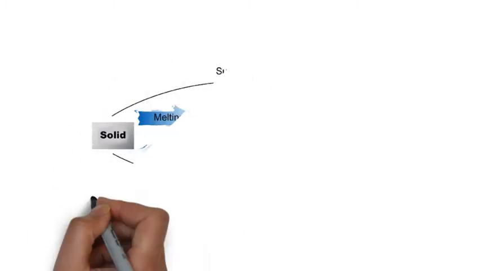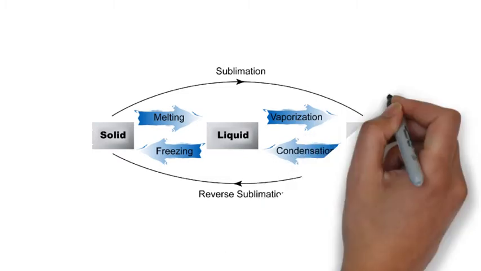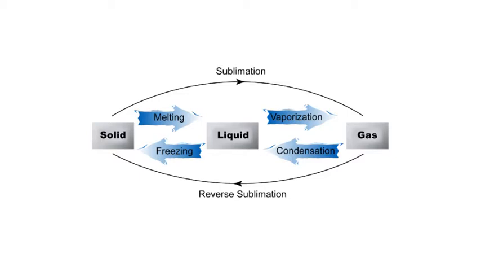A substance can change its state by changing from solid to liquid, liquid to gas, or directly from solid to gas or gas to solid. When we move from solid to liquid, it is melting. When we move back, it is freezing. Liquid to gas is boiling, and back is condensation. If a substance directly changes from solid to gas, it is called sublimation, and if it changes back from gas to solid, it is called solidification.